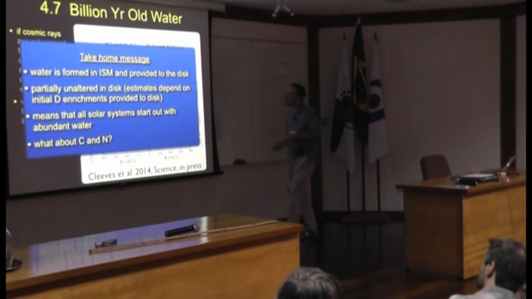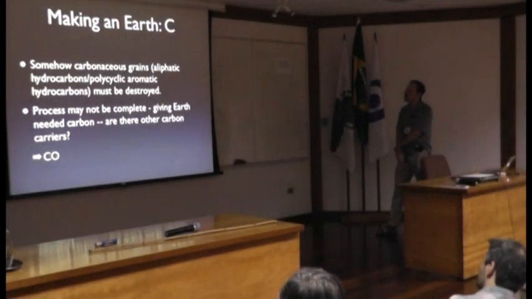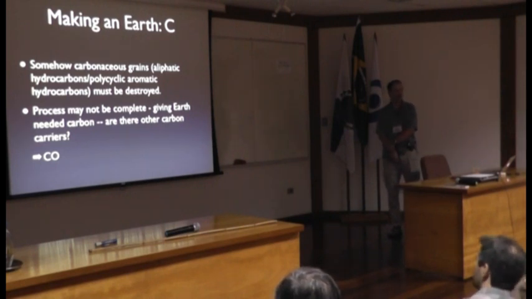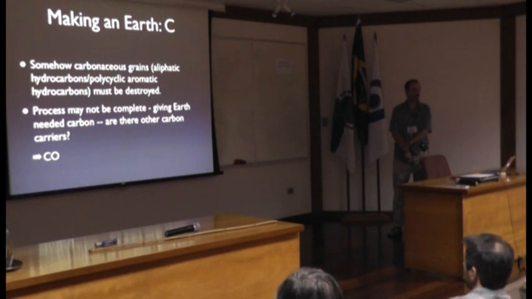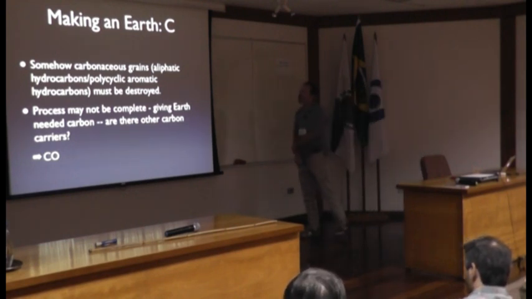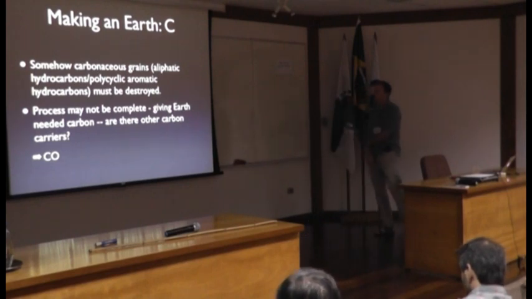Now let's talk about carbon and nitrogen a little bit more. Okay, so we have to destroy the carbonaceous grains. We talked about that. If you're going to make an Earth, maybe you make the Earth out of the parts of that process that destroys some of the carbon grains, but not all of them. And the Earth has its carbon from that. We don't know. But there are other carbon carriers, and the other one is actually CO.